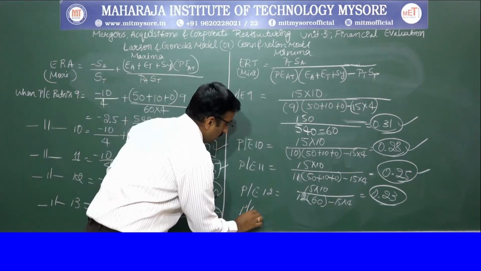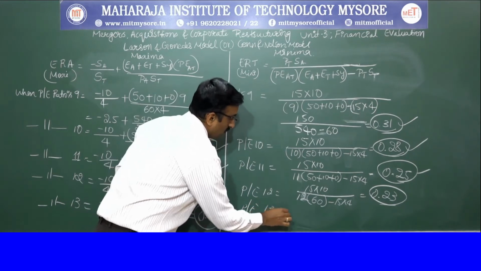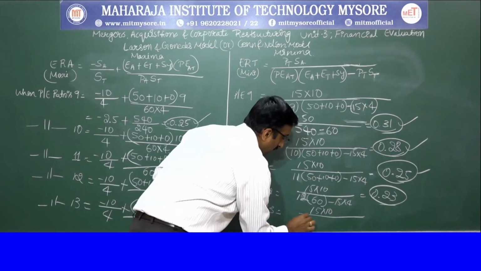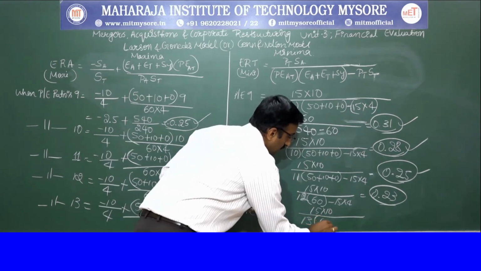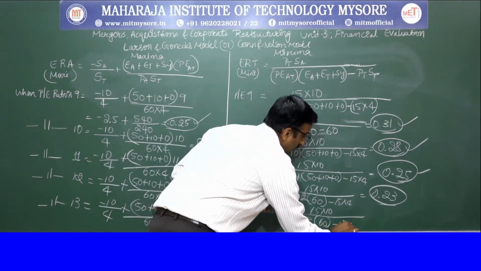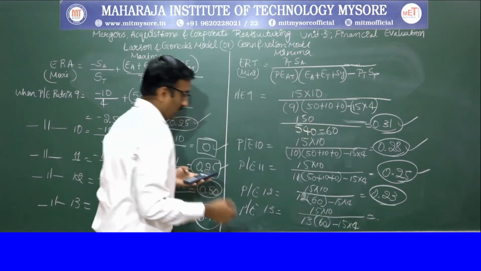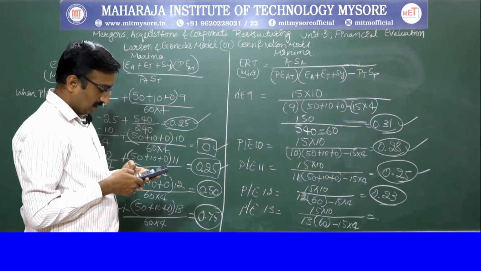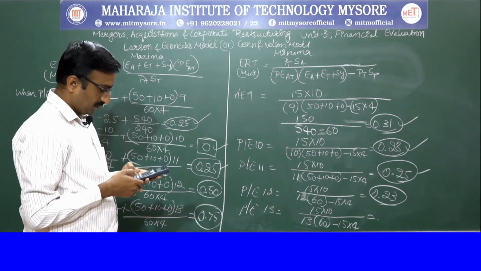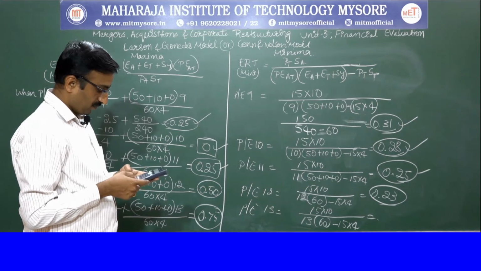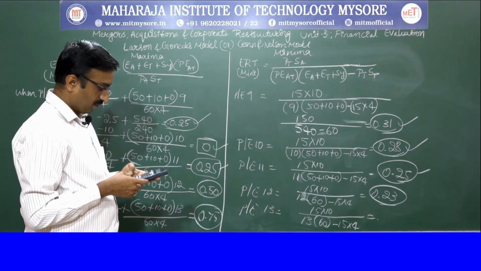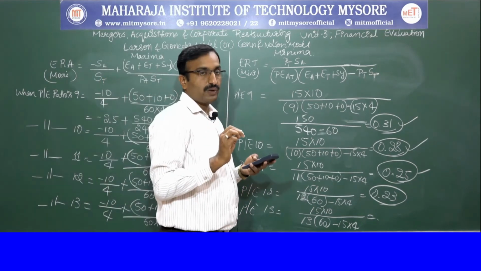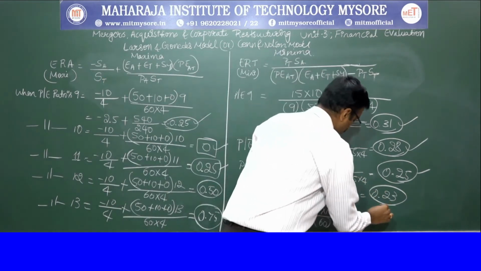And here, when it is 13, you do 15 into 10 divided by 13 into 60 minus 15 into 4. If you do this, you will get 0.208. So, you can take it approximately as 0.21.